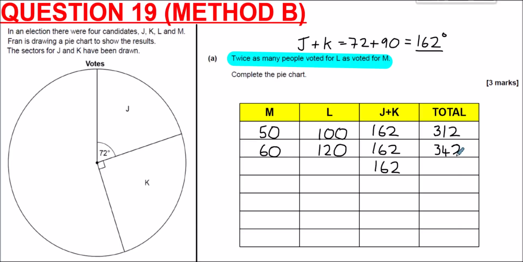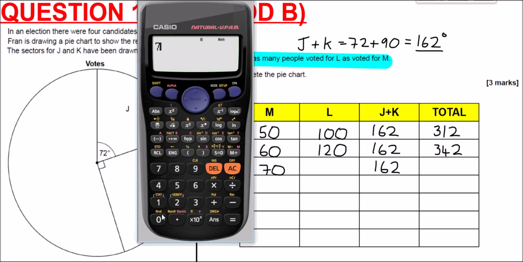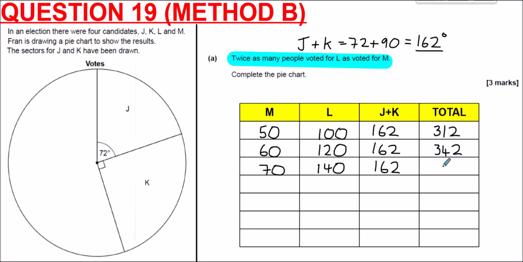Anyway, that comes to 342, so that's still a bit too low. So maybe we could try 70. So if that's 70, L would have to be double that, which would be 140. Plus 162. Now that's 372, which is too high. That's more than 360. So what we need to do, if 60 is too low, 70 was too high, we could take the midpoint. We could try 65 degrees. 65 times 2 would be 130. J plus K is always going to be 162.